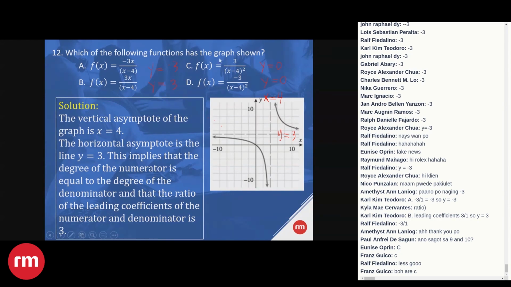Okay? Okay. So again, sa letter C at D, ang horizontal asymptotes ay y equals 0 kasi mas maliit yung degree ng numerator sa degree ng denominator.